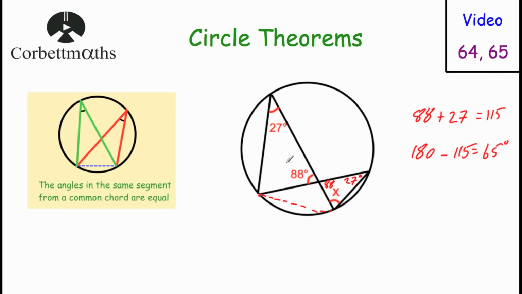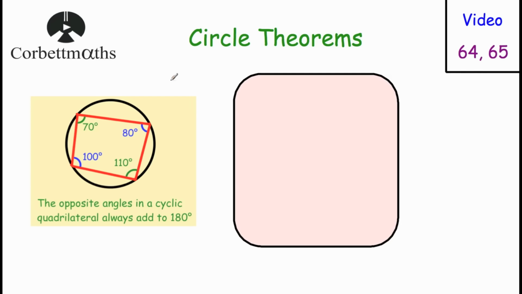Now you could have done this question in a slightly different way, where we looked at the 88 and 27 and worked out this missing angle at the bottom, and then looked at the chord and said, well, x is the same as that angle there, and worked it out that way, but that would be 65 as well anyway. Okay, let's have a look at our next circle theorem.